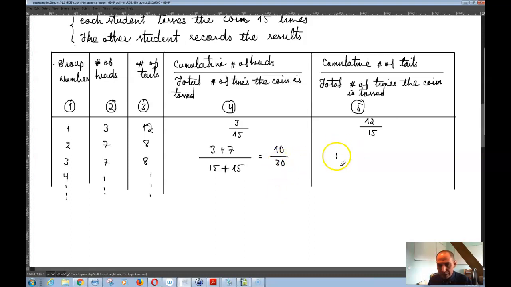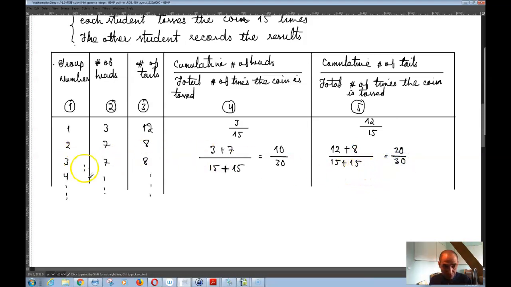And over here, again, the same story. You have the results of this group, which is 12 15ths, and you have another 15 times that the coin has been tossed by group number 2, and then the additional number of tails that you've gotten for group number 2 is 8. So that's 12 plus 8, which is equal to 20 divided by 30.